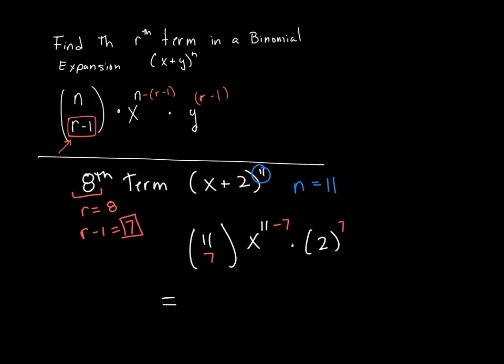So 11 choose 7 is 330 times x to the 4th. 2 to the 7th is 128. So all of that is equal to 42,240 x to the 4th. And this is the 8th term.